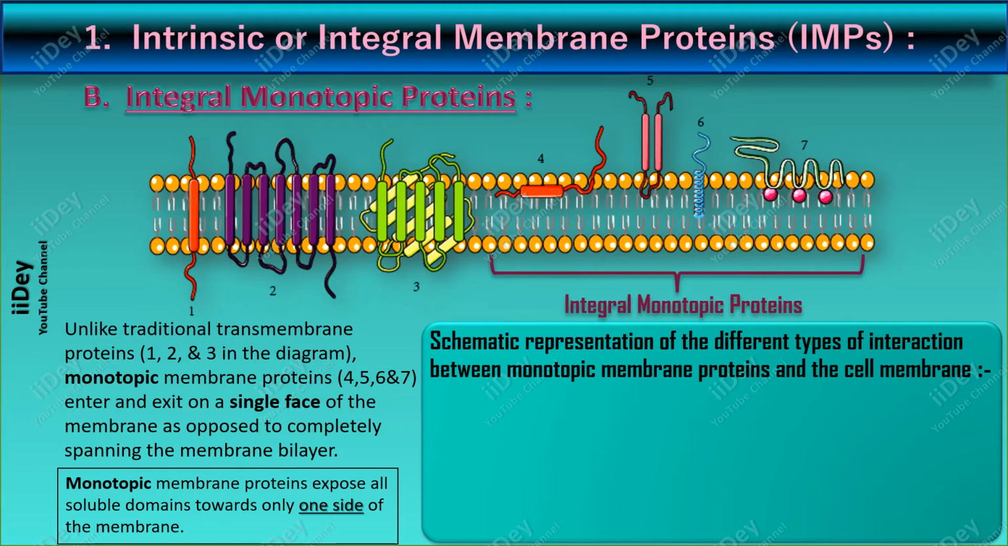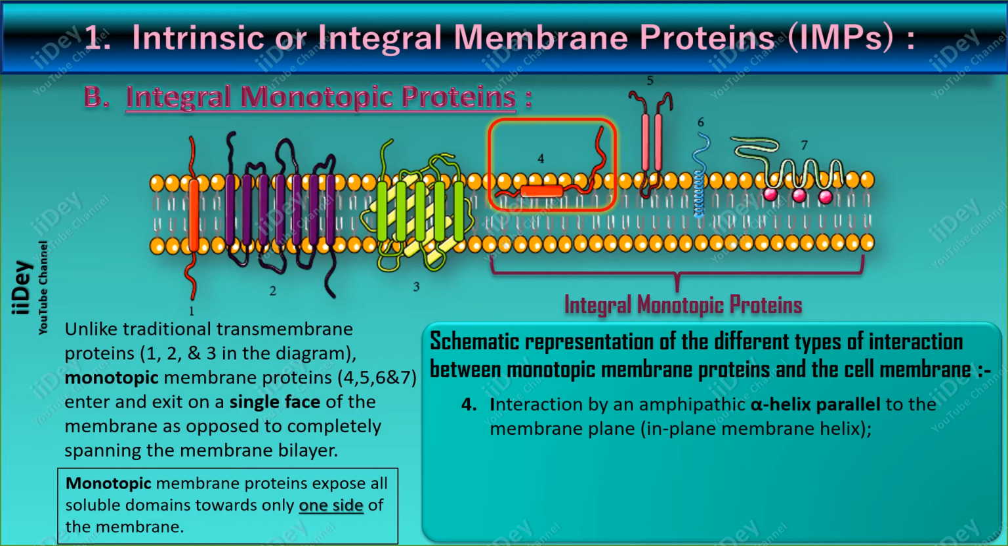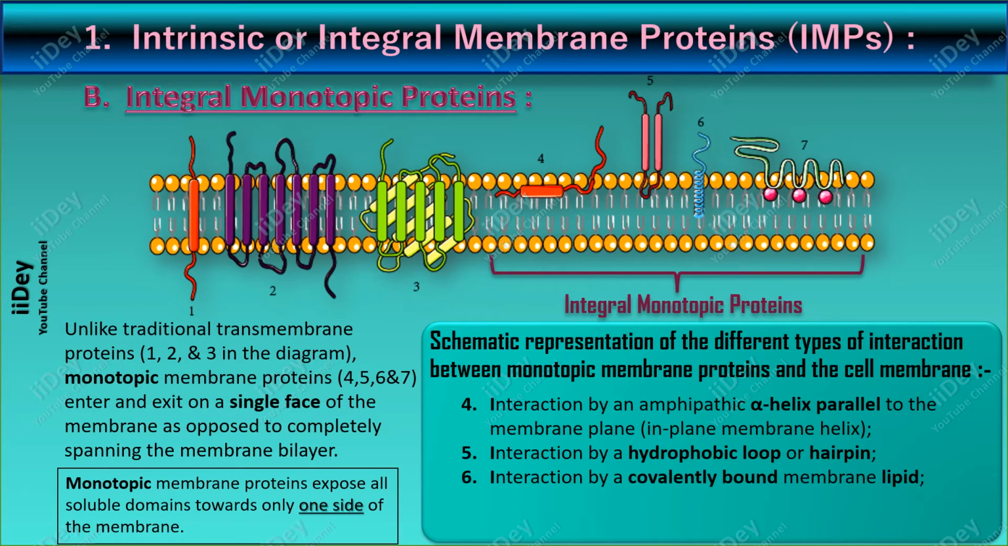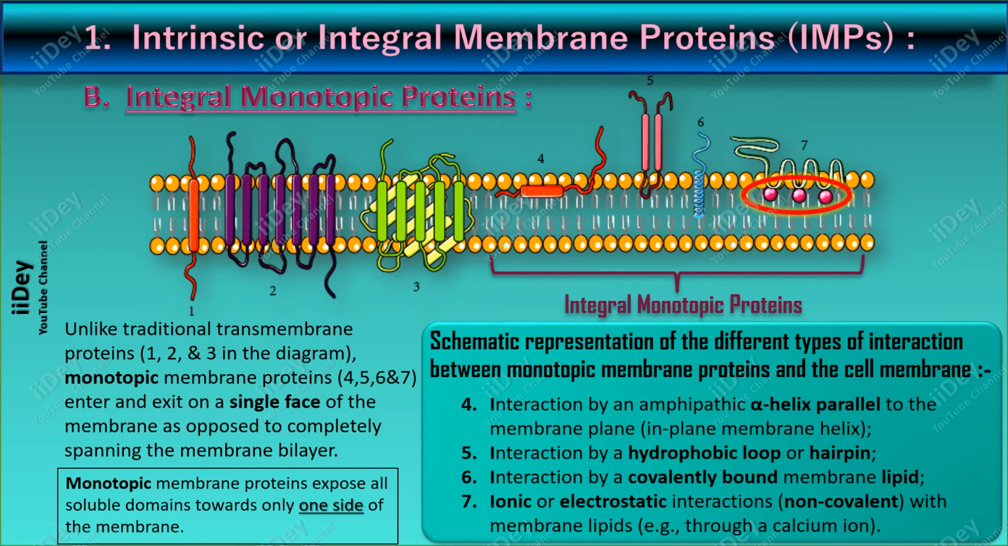The right side of this schematic representation shows different types of interactions between monotopic membrane proteins and the cell membrane. Number 4 in this diagram denotes the interaction by an amphipathic alpha helix, parallel to the membrane plane. Number 5 shows the interaction by a hydrophobic loop, or hairpin. Number 6 is the interaction by a covalently bound membrane lipid. And number 7 is the ionic, or electrostatic, interactions with membrane lipids.